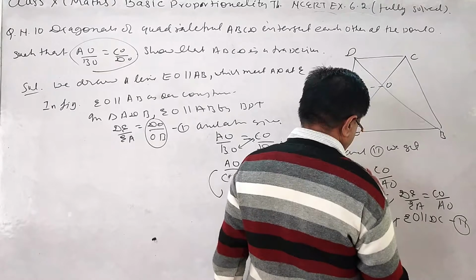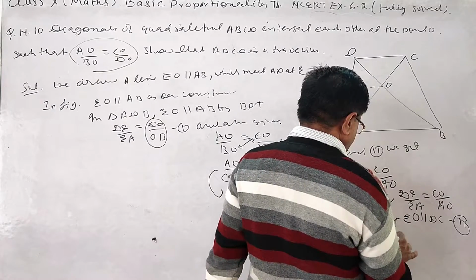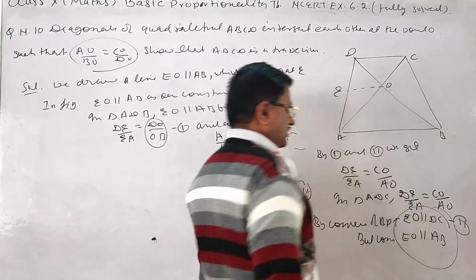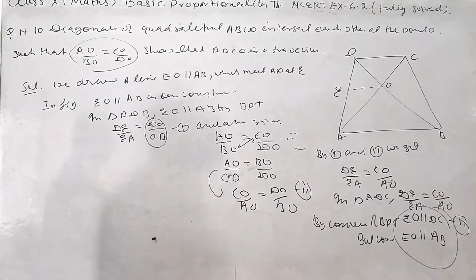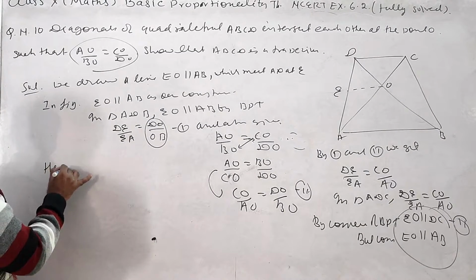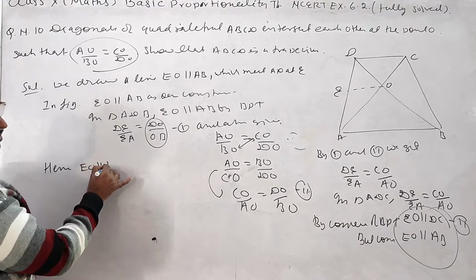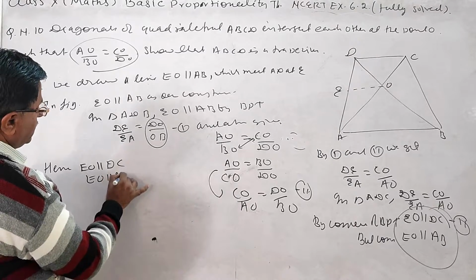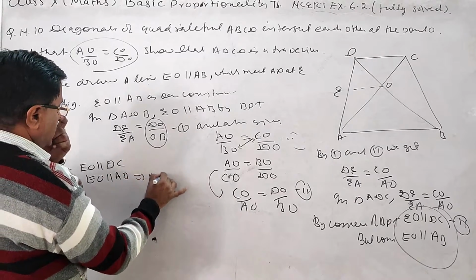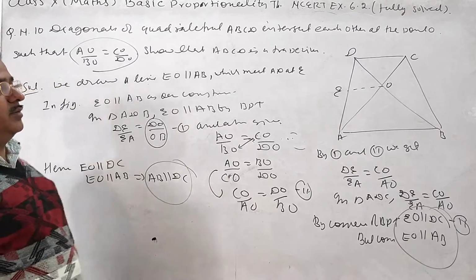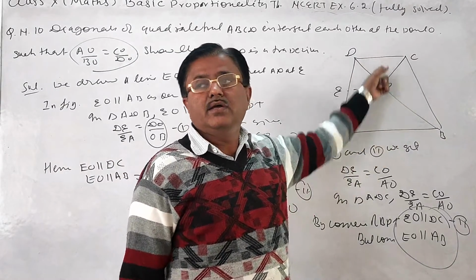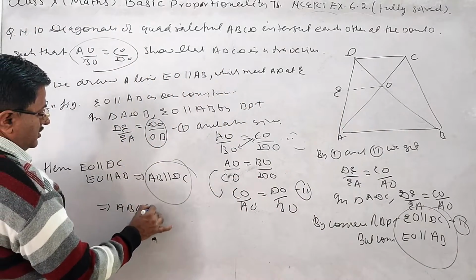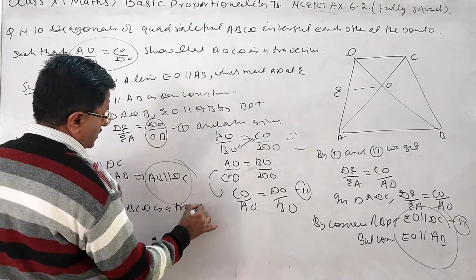But we are given our construction. So what does the construction say? EO is parallel to AB. So EO parallel to DC and EO parallel to AB. Hence AB is parallel to DC. So one pair of opposite sides of a quadrilateral is parallel. That's why it is a trapezium. Therefore ABCD is a trapezium.